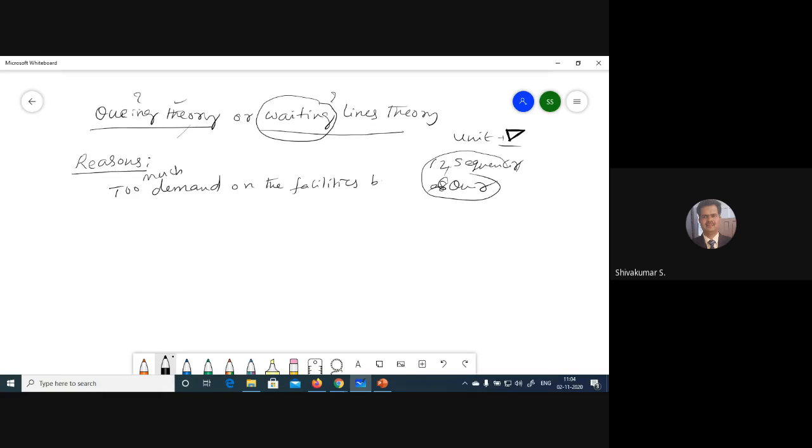But inadequate service facilities. So you have too much demand here. Demand is there, but meantime you don't have sufficient facility to serve it. It's one reason you can say. Okay. Second reason.